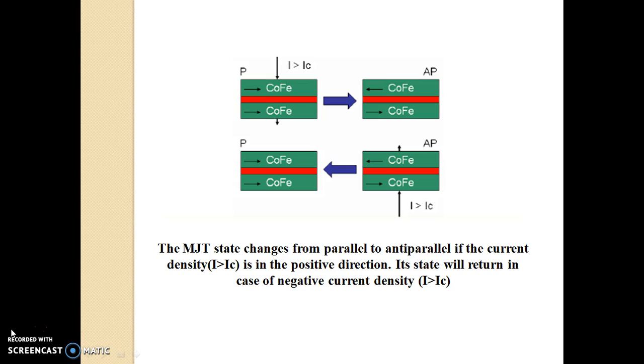This critical current density has been found to be as low as 0.8 microamps per centimeter square. As the dimensions of the MTJ is very small, a critical current of about 100 microamps would suffice to change the state of the MTJ. This value of current can be easily generated by small transistors.